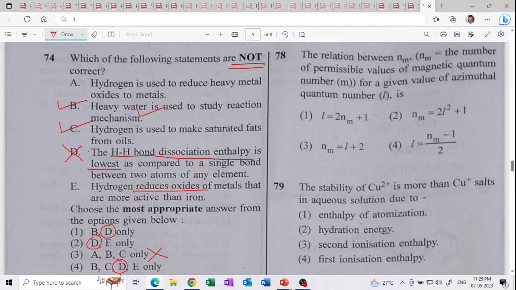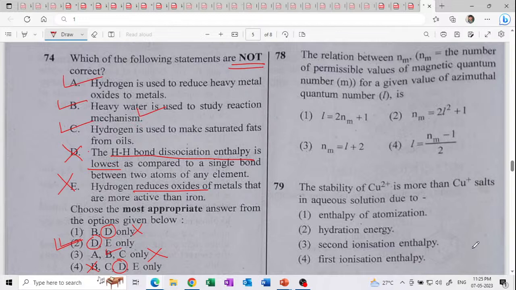Get it? And then B and C are correct. So B, C correct. So this is ruled out. And B is also correct. So this option is ruled out, and this is also ruled out. So option number second is correct. Get it? And D and E only. Not correct.